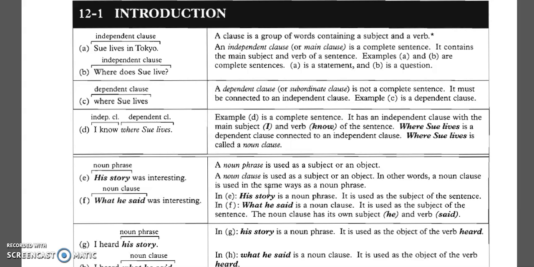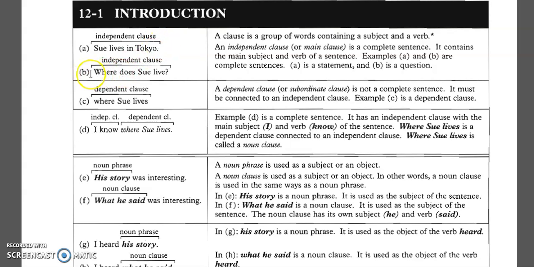Independent clauses is when a clause can stand for itself and become a sentence. Meanwhile, dependent clauses are clauses that cannot become a sentence by itself. So it should be accompanied by an independent clause, so it becomes a full sentence. This is an example of an independent clause. She lives in Tokyo. Nah, ini kan sentence, Miss. Ya, betul ya. Independent clause itu sama dengan sentence.